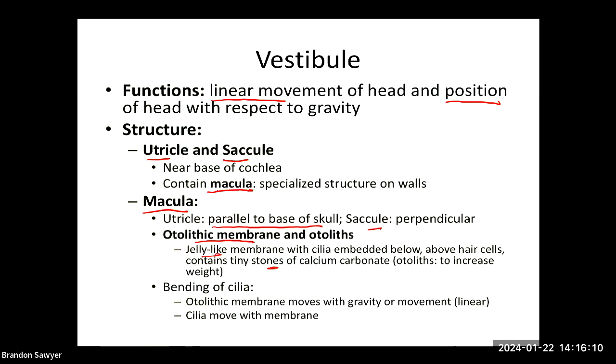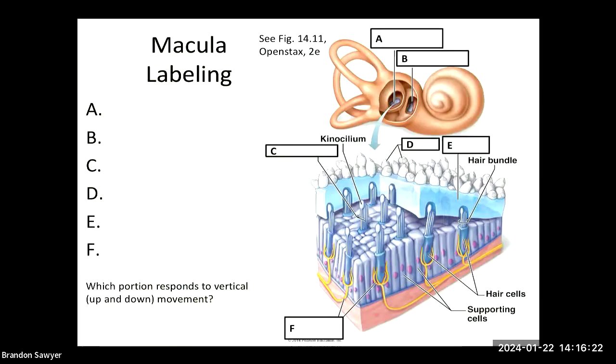Okay, so the way that we bend the cilia in this case doesn't have anything to do with sound waves or anything like that. It's about that otolithic membrane moving when our head moves or when it changes positions. Okay, so take a sec here and label these little structures and answer this question, based on putting some things together and what you can come up with. Okay, go ahead.